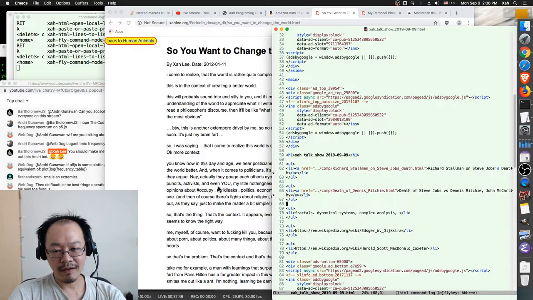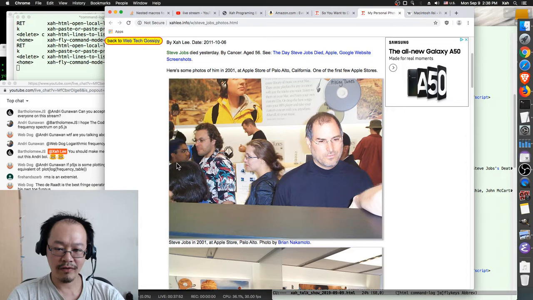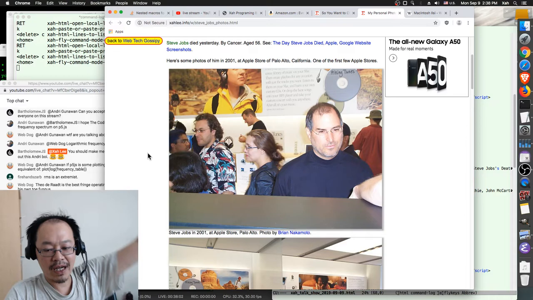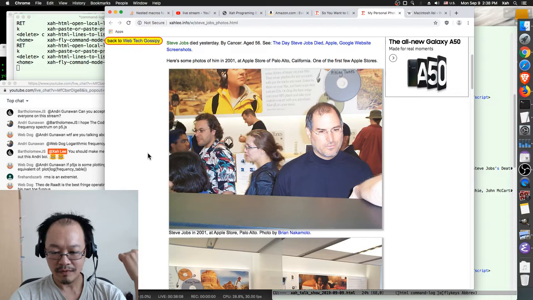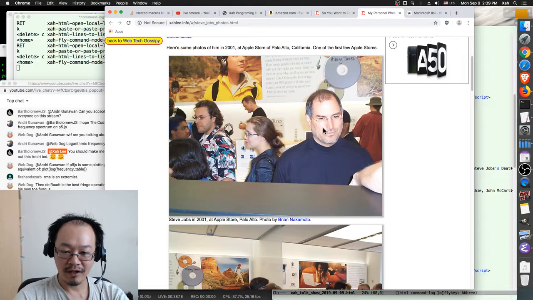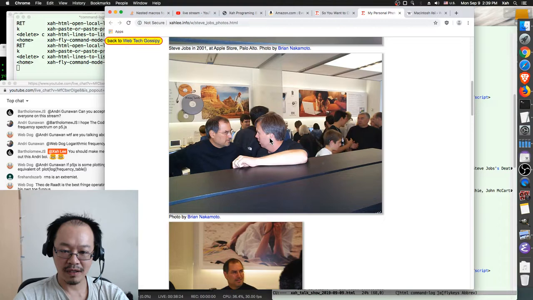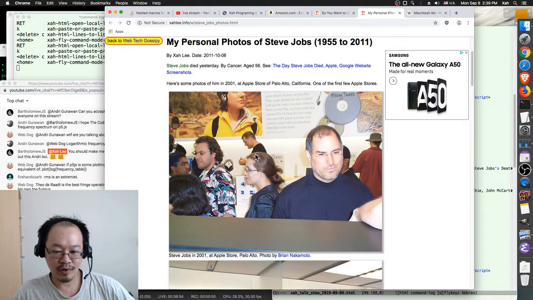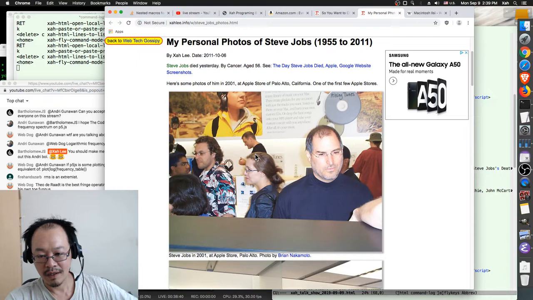Okay, then some other topics. Now I'm going to read. Okay, Steve Jobs. Now here are some of the photos of Steve Jobs I took. This is 2001 in Palo Alto, about a 20 minute drive from where I live. This photo is actually taken by my friend Brian Nakamoto. So you have Steve Jobs here, I'm right there, and Steve Jobs is talking to another guy. This is Apple Palo Alto, when Apple just opened a store. Around then is when Apple started to open Apple Stores around the USA and later around the world.